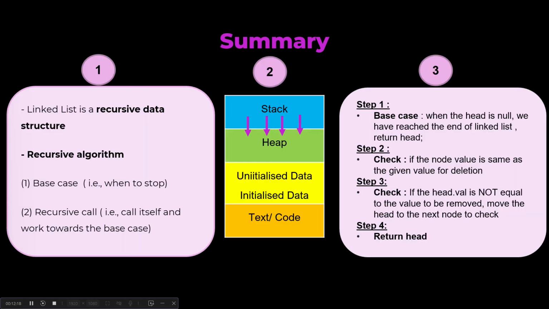So let's summarize what we have learned in this problem. We have learned that a linked list is a recursive data structure. Using this concept, we use a recursive algorithm: first is the base case, and we call the function itself. We have also learned about stack and heap memory, why the stack overflow error occurs, and how we can prevent that using the base case. And we have also used a step-by-step approach to solve this problem.